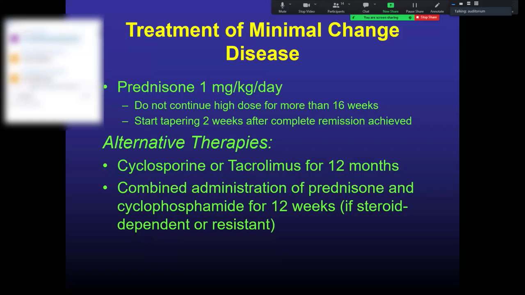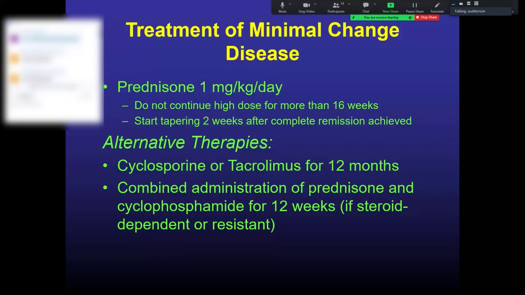So how do we treat this? So prednisone is the first-line treatment, usually 1 milligram per kilogram per day, and you don't want to continue this really, really high dose for more than a 16-week period. We usually start tapering about 2 weeks after complete remission is achieved, although that can be somewhat variable. And the tapering process is usually over a 6-month period.